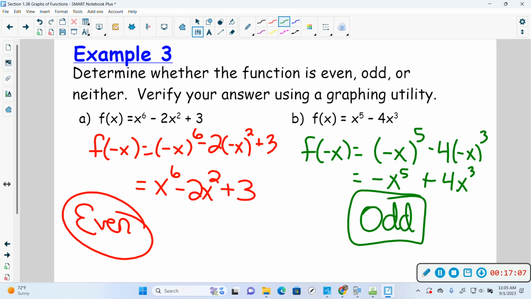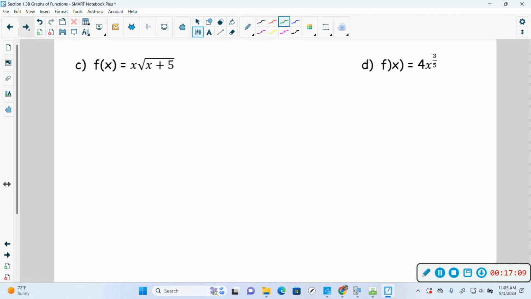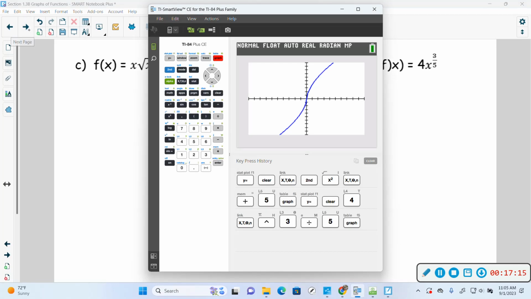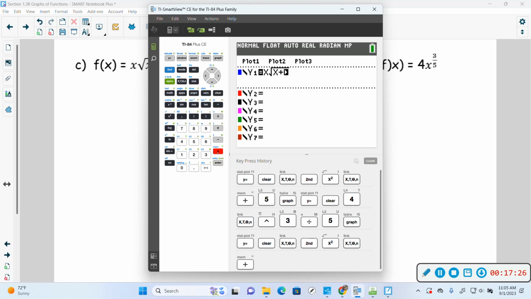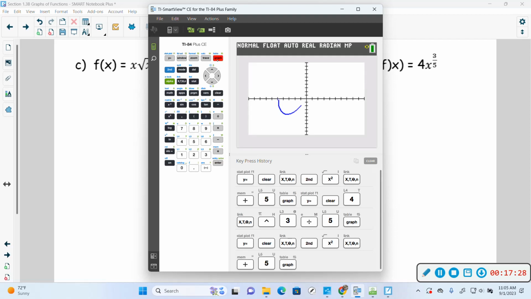All right, let's look at the next ones here. So let's do this one. I'll do it algebraically if you want to, but let's do it off the graph, okay? So punch it in your calculator, y equals, x squared. Kind of looks like a Nike swoosh. Drag it over here.